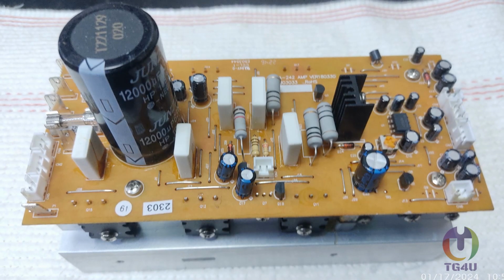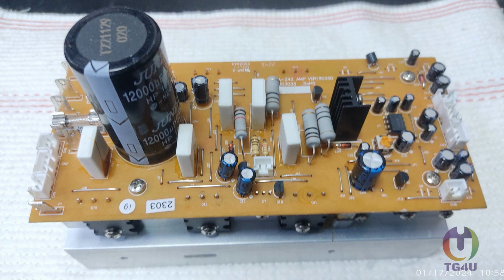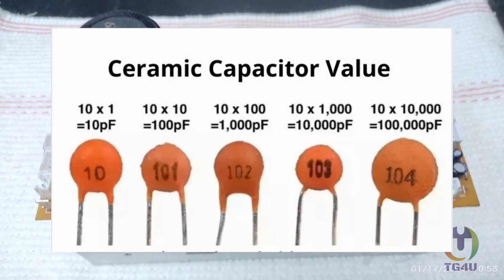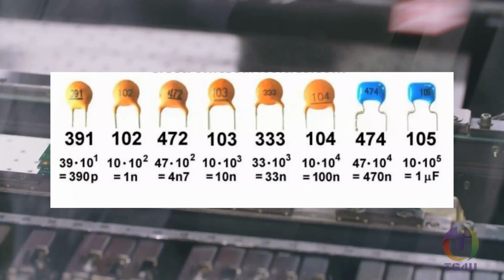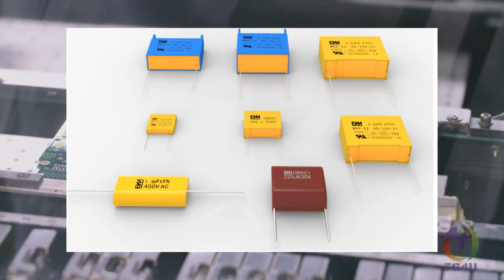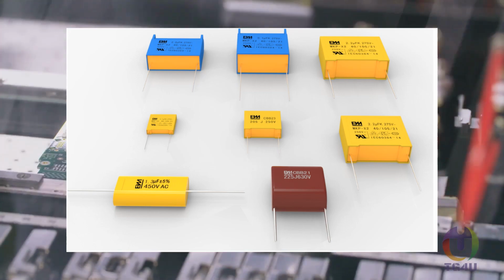1. Electrolytic capacitors. These are the go-to for high capacitance values and are often found in power supply circuits. 2. Ceramic capacitors. Small but mighty, these are great for high-frequency applications. 3. Plastic capacitors. Known for their stability and reliability, these are commonly used in audio applications.